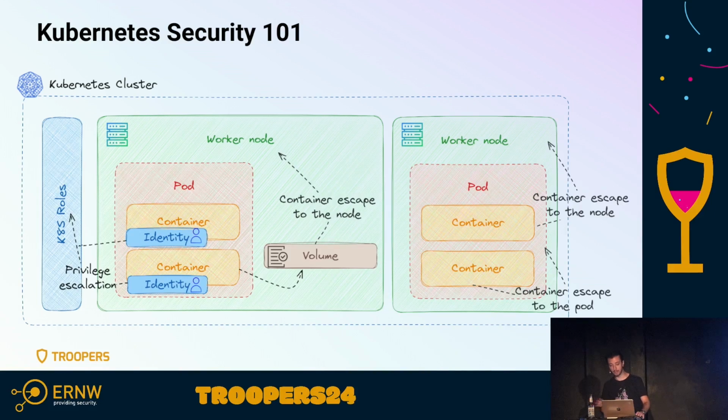So again, you have the container, from the container you can escape to the node, you can do some privilege escalation through the roles, and so on, and that's really what we want to try to tackle with KubeHound.